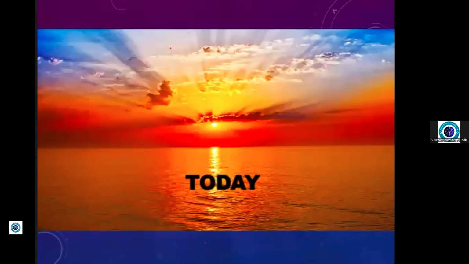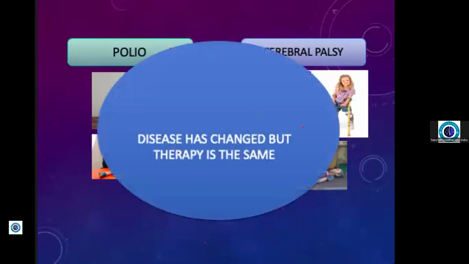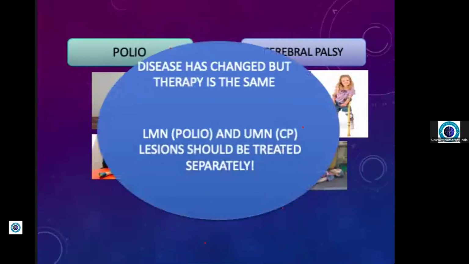So I will take you from there to the approaches I am speaking about today. You have to remind yourself which approach you are using. Are you in yesterday, before that, today, or tomorrow? Next slide. So you see in polio, we did this. In cerebral palsy, we are doing this. Okay, next. So the question over here is, the disease has changed, but therapy has remained the same. Whereas polio is an LMN condition, and CP is different, shouldn't we treat them separately, or should we treat them the same? If you are treating them the same, then the disorder is not the same, right? Next.